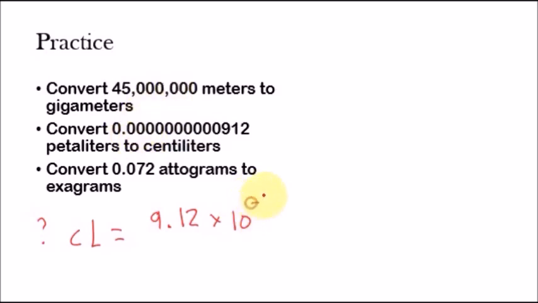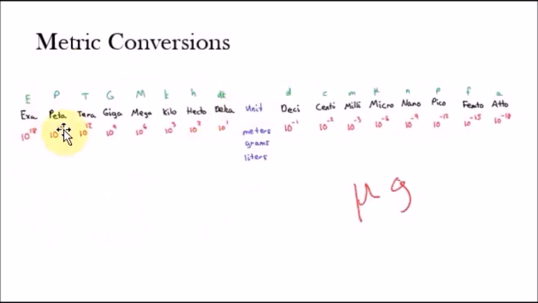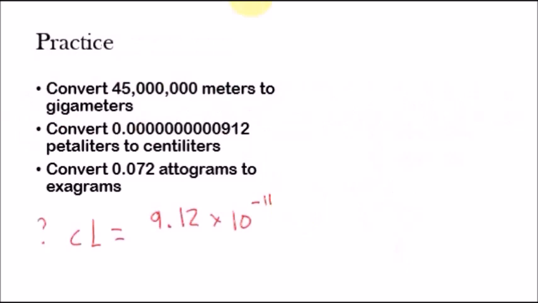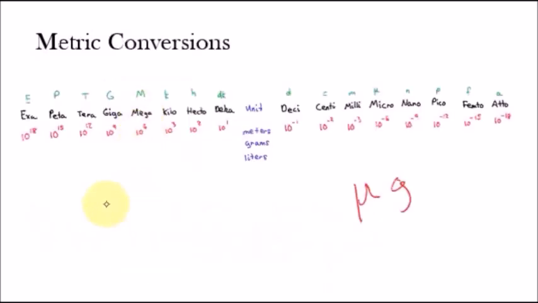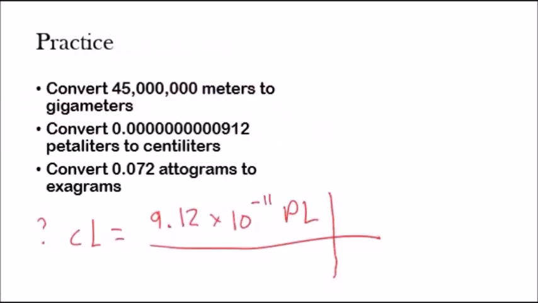So 10 to the minus 11 petaliters. If you look here, the peta is all the way over here, so that'll be capital P, capital L, petaliters, and then now we start using conversion factors. So what we can do here is, this chart tells us that there's 10 to the 15th liters in 1 petaliter. So we can use that as our first conversion factor.